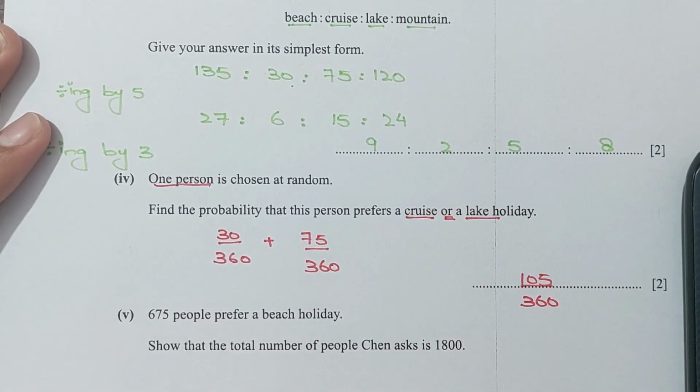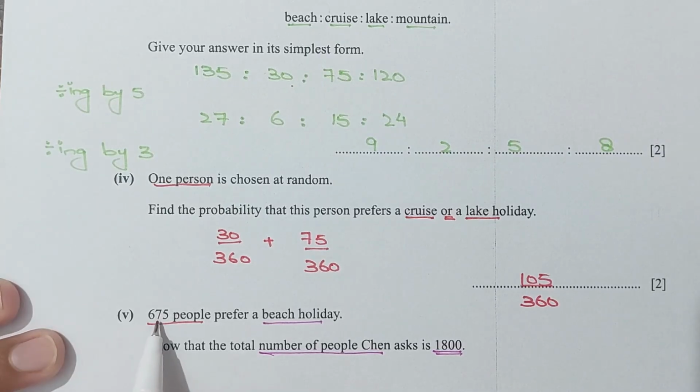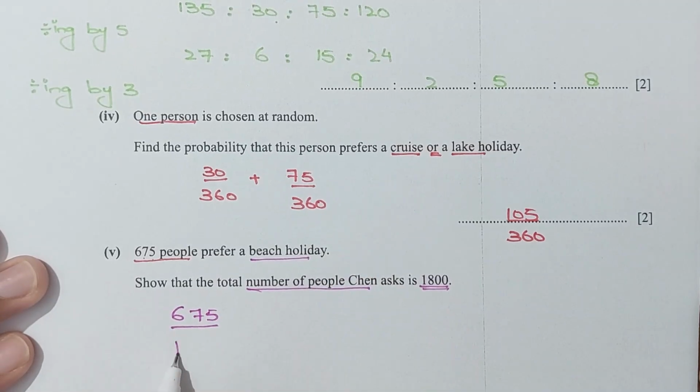Now for part 5, 675 people prefer a beach holiday. Show that the total number of people Chen asked is 1800. So 675 prefer beach holiday, out of the beach being 135 degrees, out of 135 degrees, and multiply by the whole pie chart, which is 360 degrees.